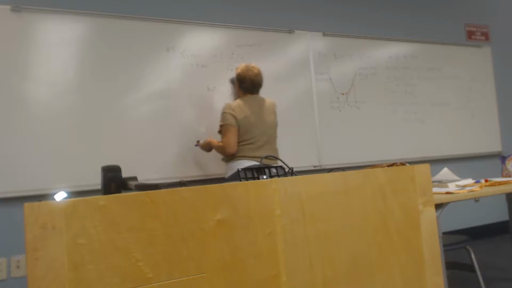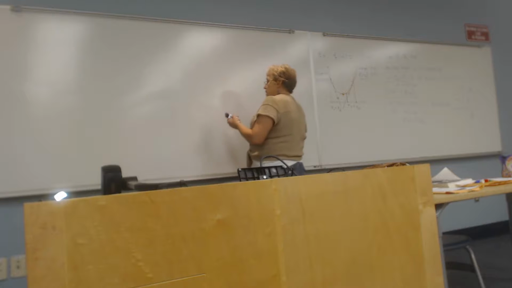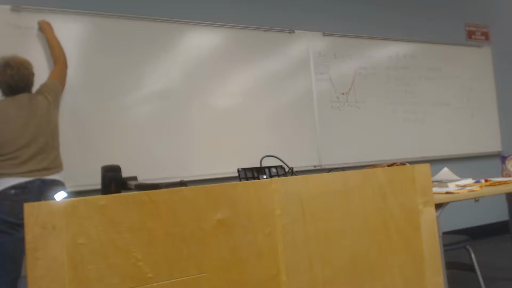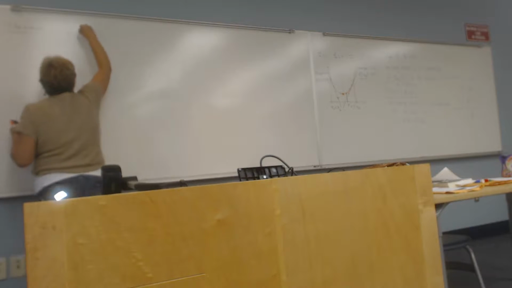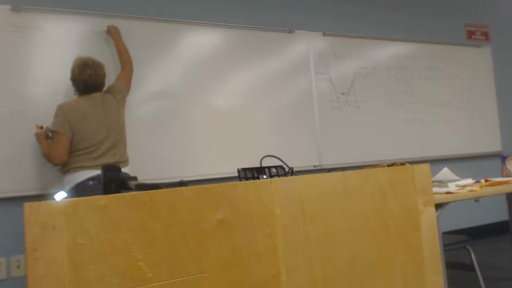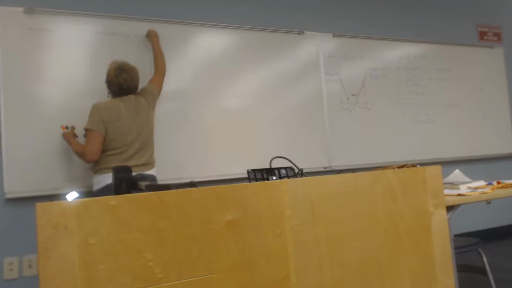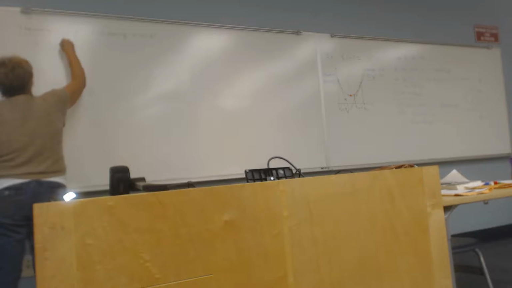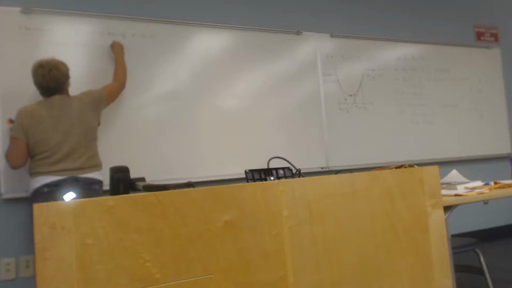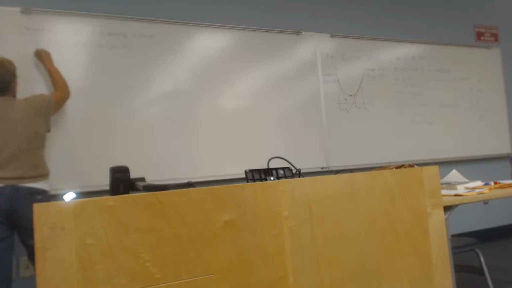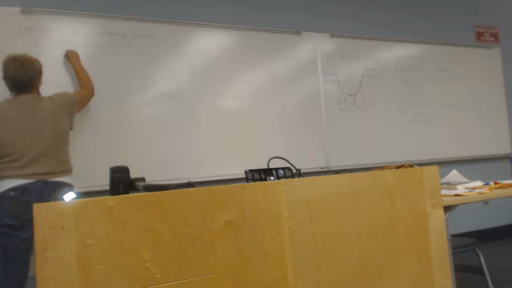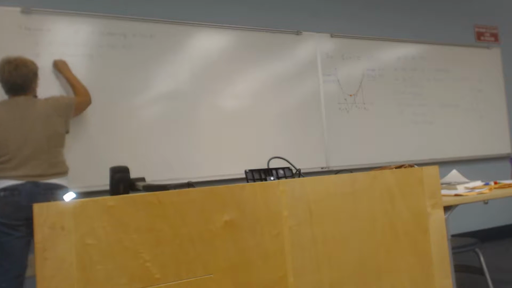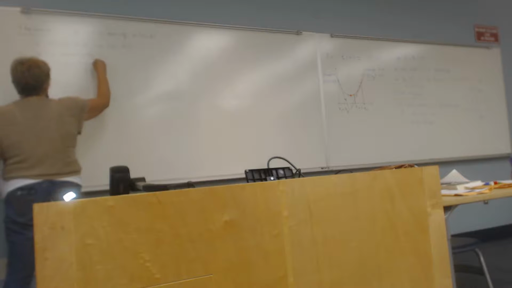So what I can state for you is the following theorem, right? I'll write that down here. So theorem: a function f is increasing in an interval AB if the derivative of the function is positive in AB. It is decreasing if the derivative of the function is negative in AB, right?